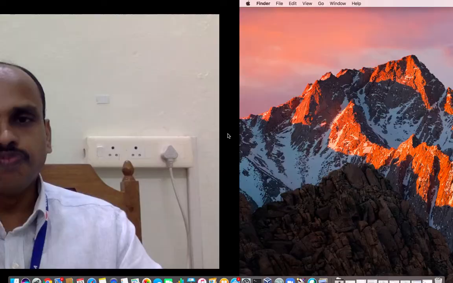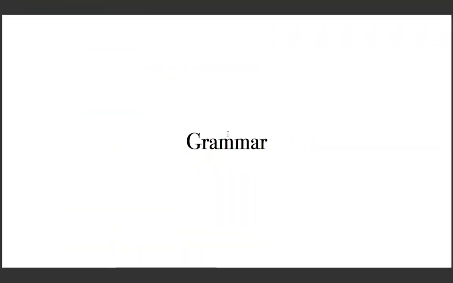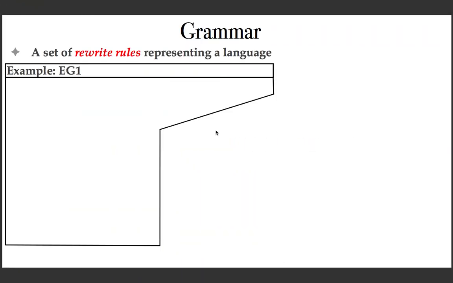And today we are going to learn about a new mathematical or formal representation for a language, which is a grammar. And a grammar is a set of rewrite rules representing a language.